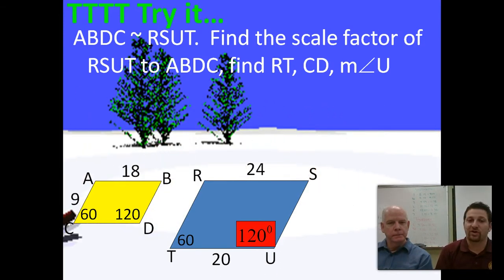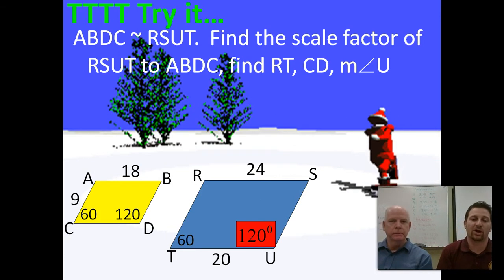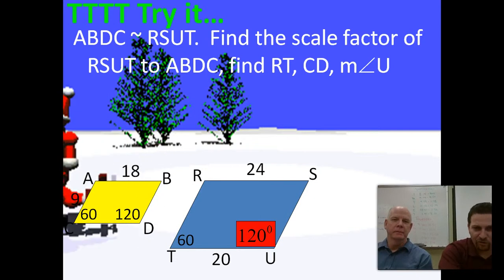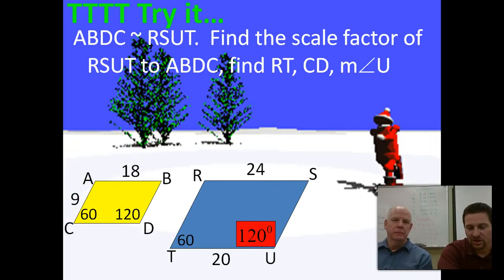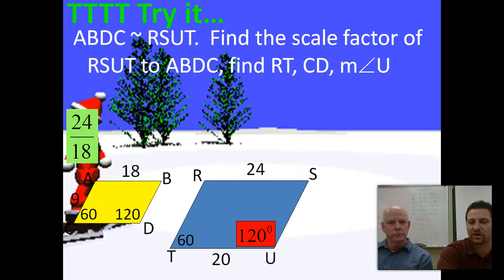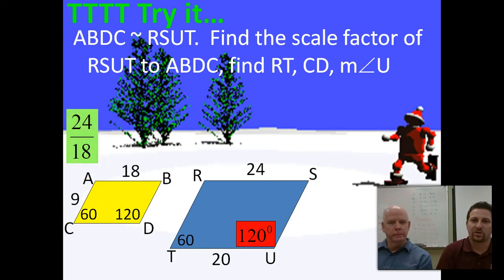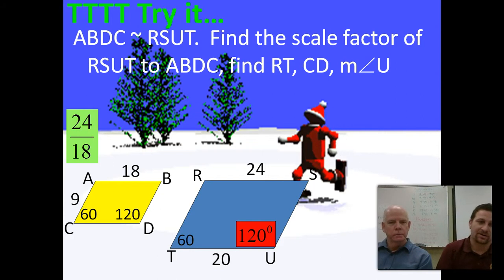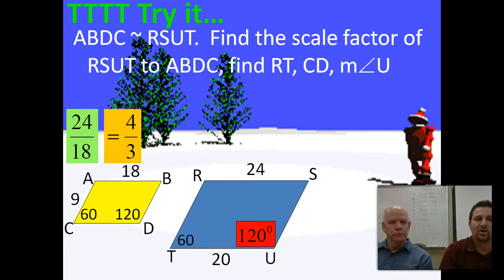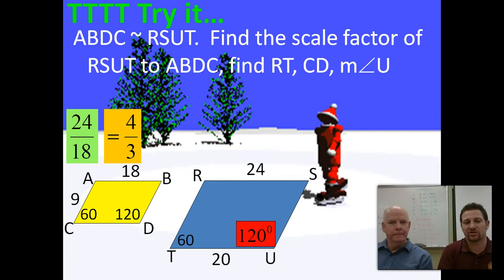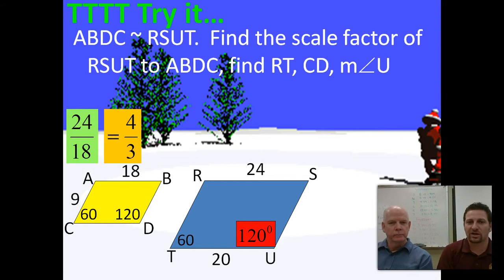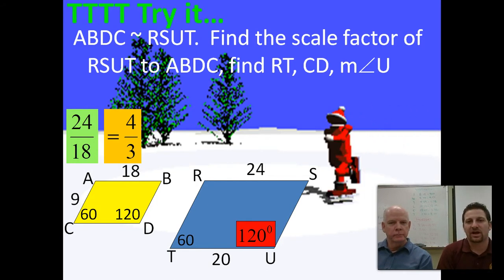So now let's start trying to find RT and CD. We already got the measurement of angle U. The first thing we want to do is start to make some ratios. We can make the ratio of 24 to 18 because that's what's given to us right now, and that is AB to RS. If we reduce that down, 6 goes into both, and that gets us down to 4/3. So there's our scale factor. At the smallest increments, it's a ratio of 4:3. Now we can start to figure out RT and CD.